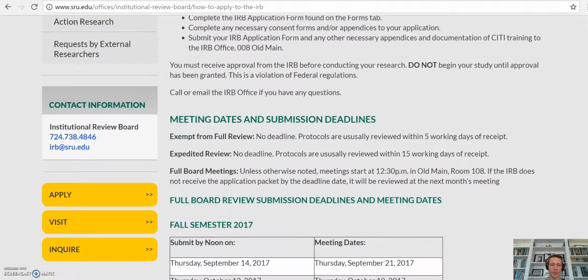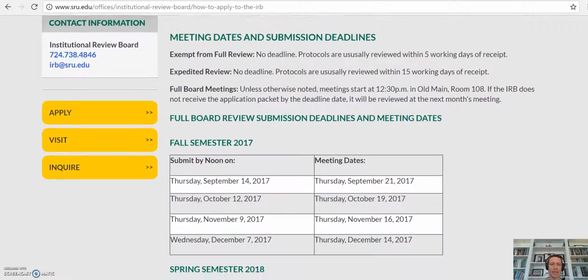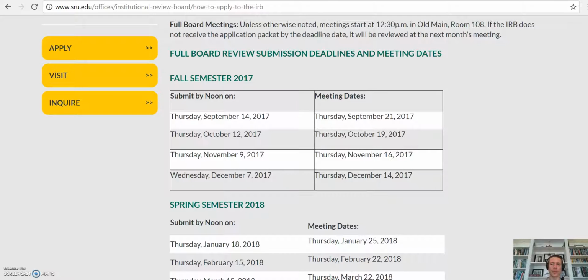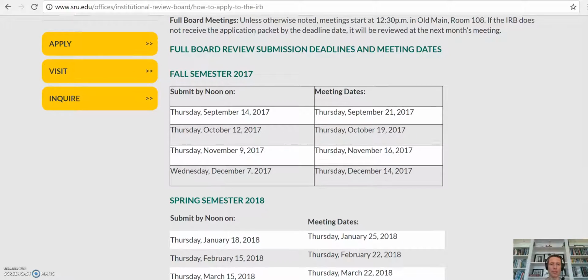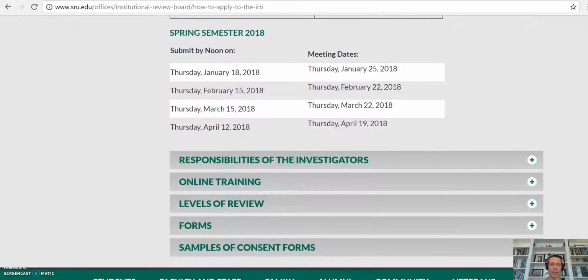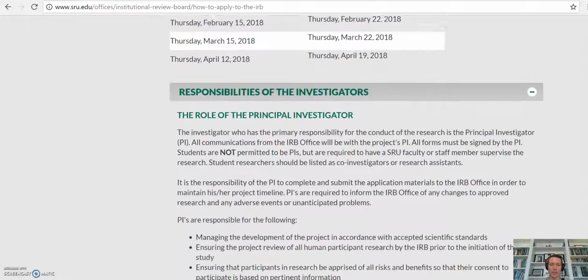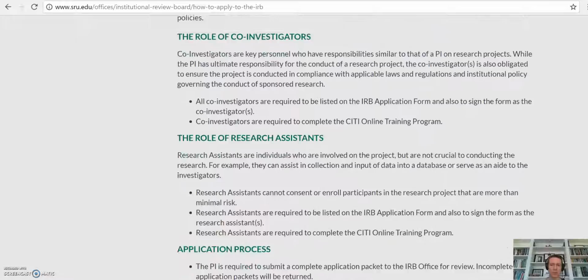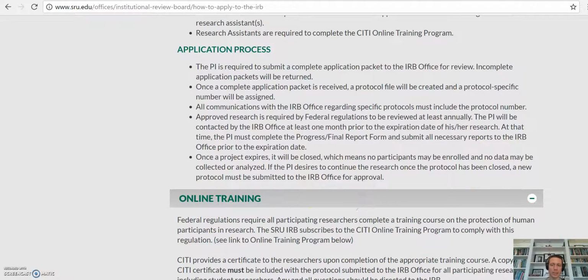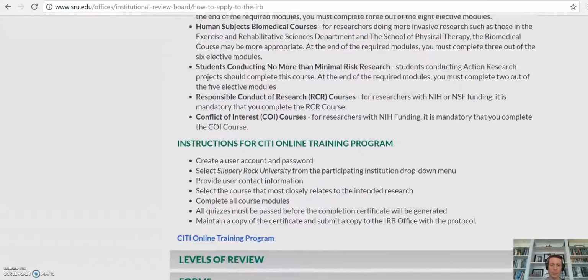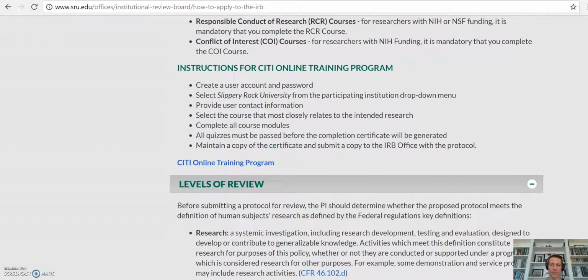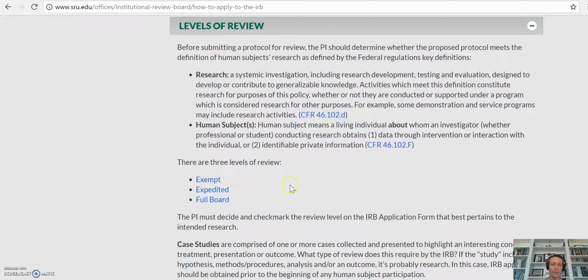Scroll down here. Now the IRB as a committee, they meet to review the applications that require more extensive reviews. And there are several different levels of investigation. I'm going down to here. We talked about required CITI online training. And here we have levels of review. There are three levels based upon the type of research you are conducting. This is pretty typical at most universities: exempt, expedited, and full board, or most people call it full review.